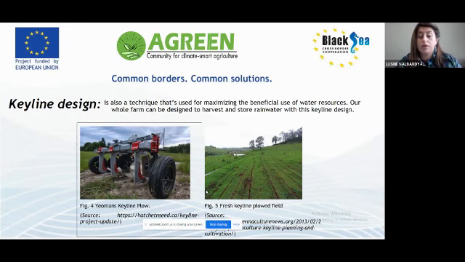You can see in the photo the result of the key line design. There are these rows which are done with this special instrument, which is called the Yeoman's key line plow, and this helps to keep the water and to increase the water storage capacity of the field.